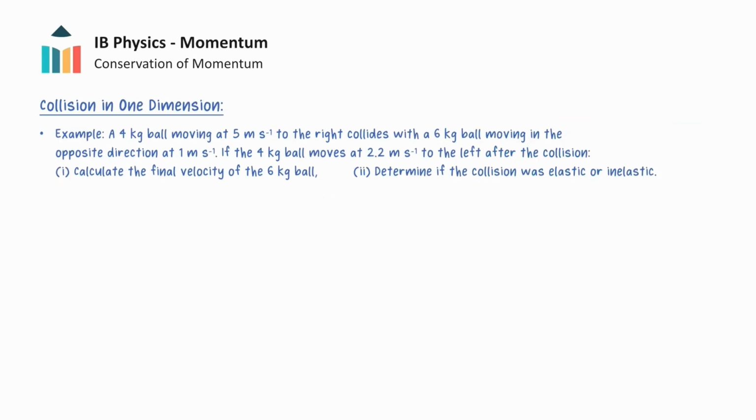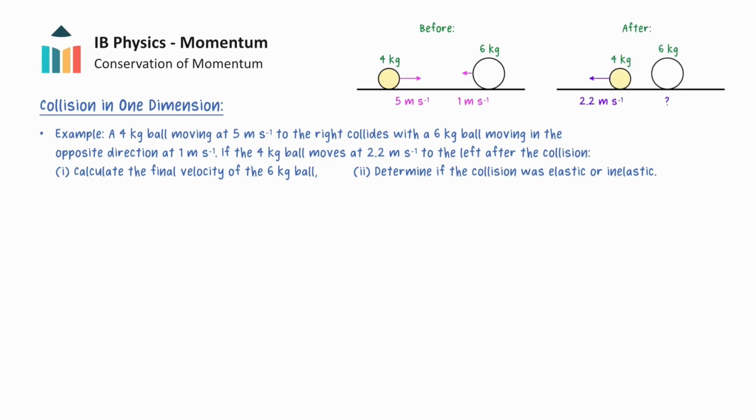In the following example, we have two balls approaching each other, and part 1 wants us to determine the velocity of the 6 kg ball after the collision. Recall that momentum is given by the following equation. Since momentum is conserved in collisions, we have the following expression where u represents the initial velocities of the two balls and v is their final velocities.